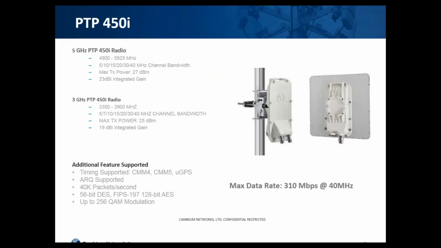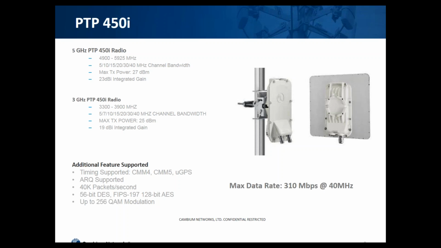So this highlights the top level product line and some of its high features for the PTP 450. The 450i comes in two main flavors, the 5 gig solution and a 3 gig solution. As you can see, the 5 gig solution operates from the 4.9 band to the 5.9 band. So it has the 4.9, 5.1, 5.2, 5.4, and 5.8 bands. The channel bandwidth options are 5, 10, 15, 20, 30, and 40. So this gives you a lot of range with respect to channel bandwidth.